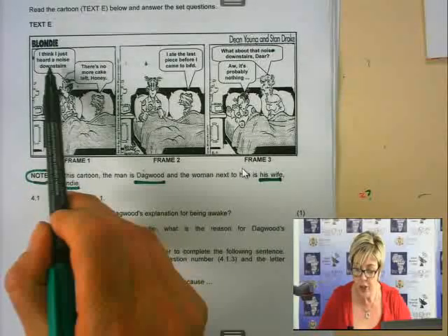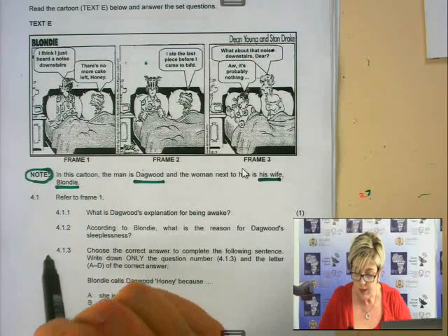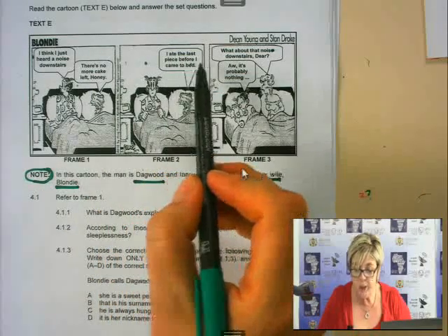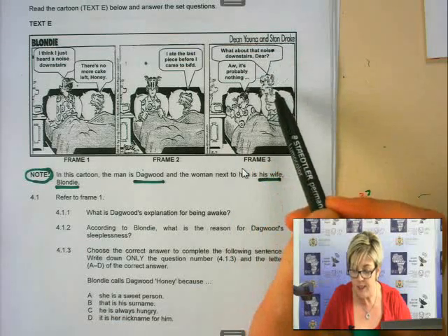I think I just heard a noise downstairs. There's no more cake left, honey. I ate the last piece before I came to bed. What about that noise downstairs, dear?